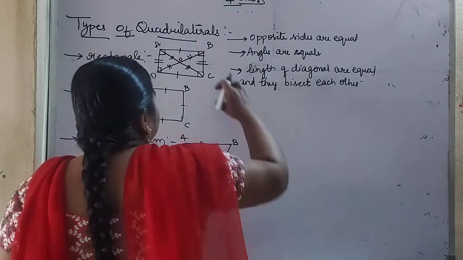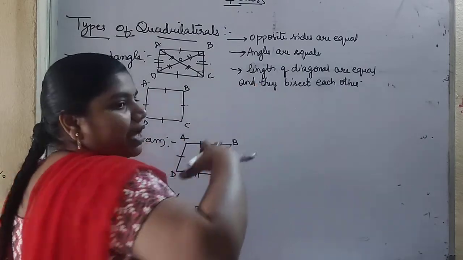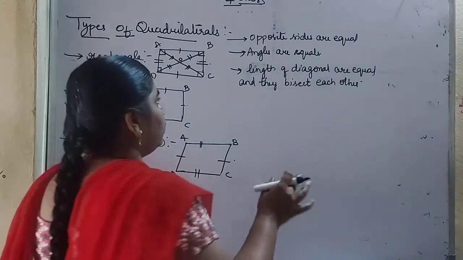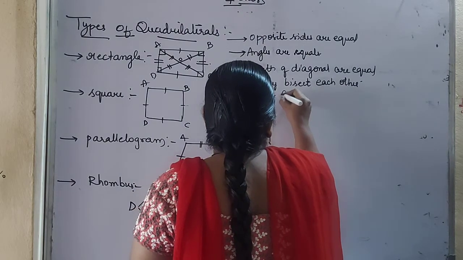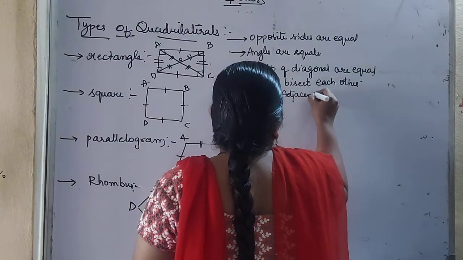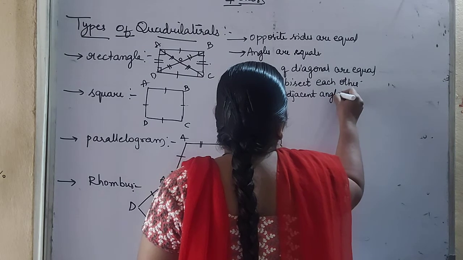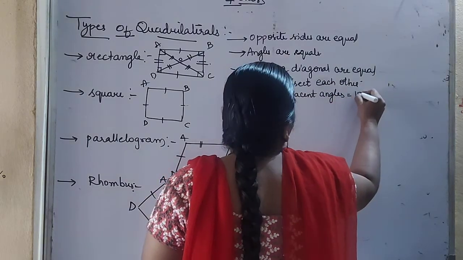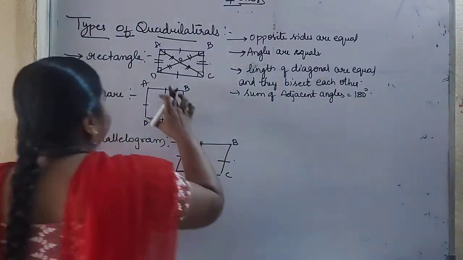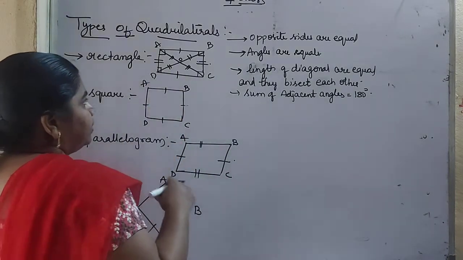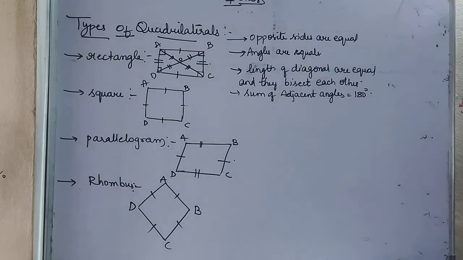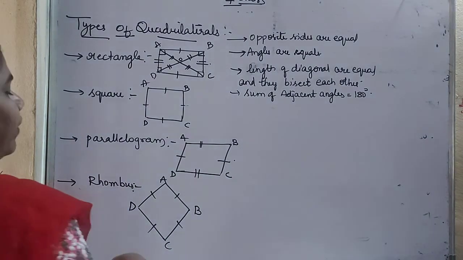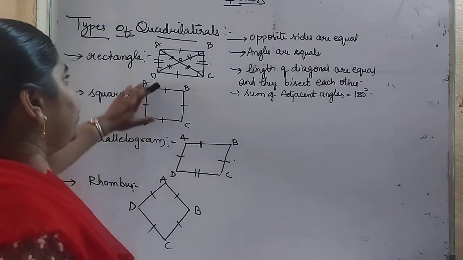And if you see the sum of two consecutive adjacent angles, the sum of two adjacent angles will always be equal to 180 degrees. Sum of adjacent angles is equal to how much? 180 degrees. So if you take this, this is 90 and this is also 90. 90 plus 90 will be equal to 180. So if you see this, the adjacent angles will always equal 180 degrees. So these are the properties of the rectangle.